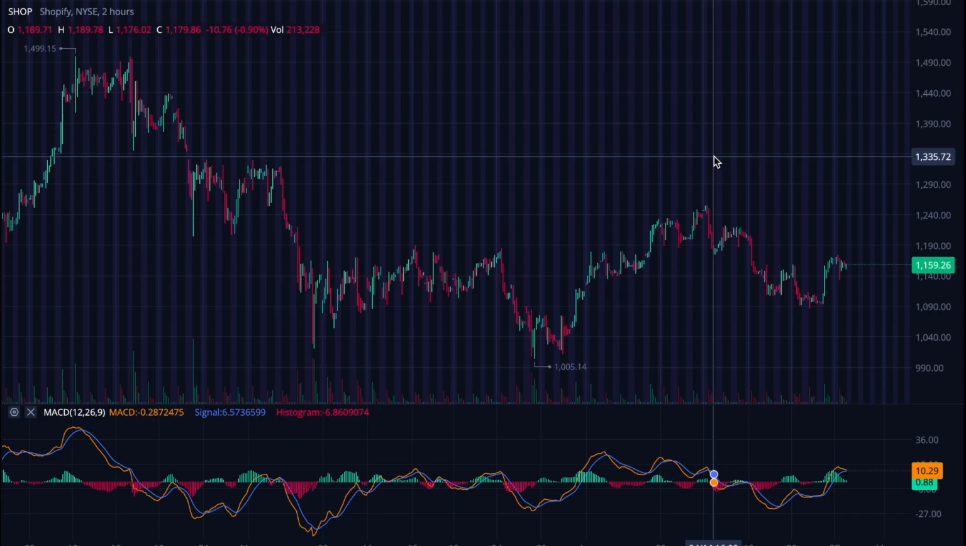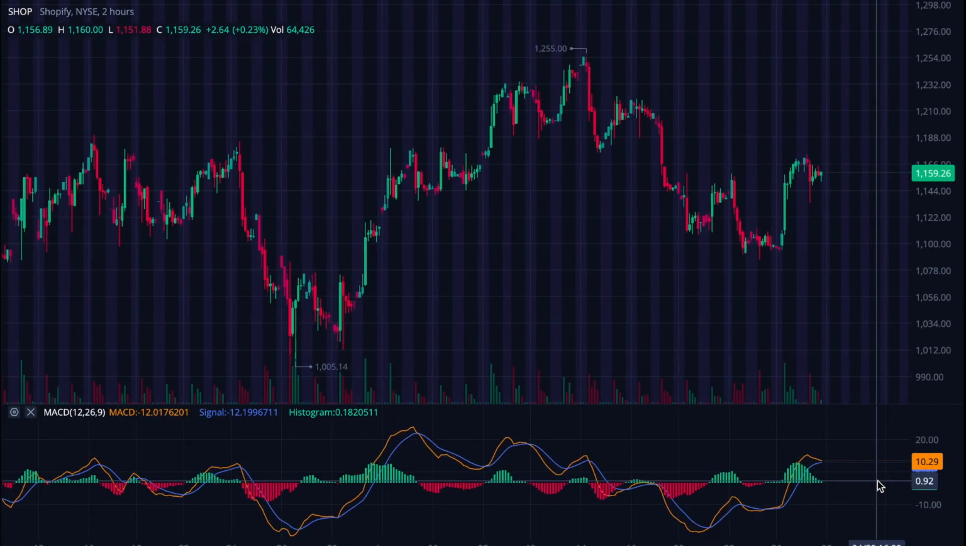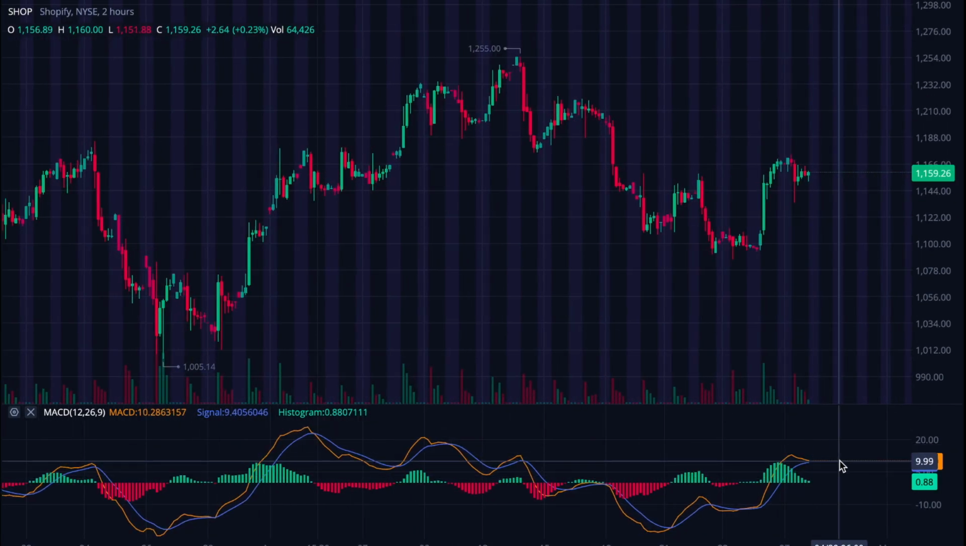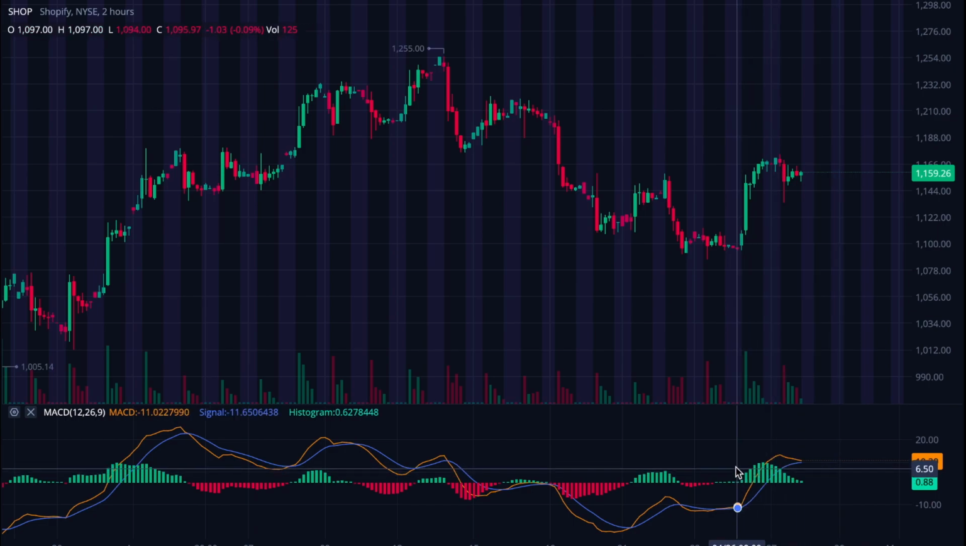On the MACD, okay, so bullish momentum really clearly picking up. Looking like it's kissing right now. It's making the kissy face pattern on the MACD with the signal line. So let us see. I mean, bullish momentum is picking up.